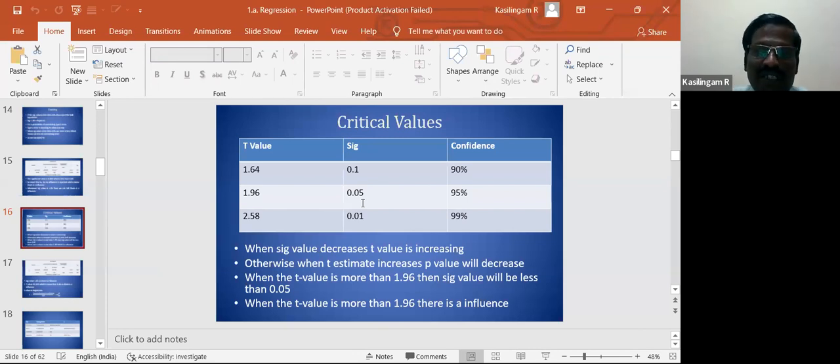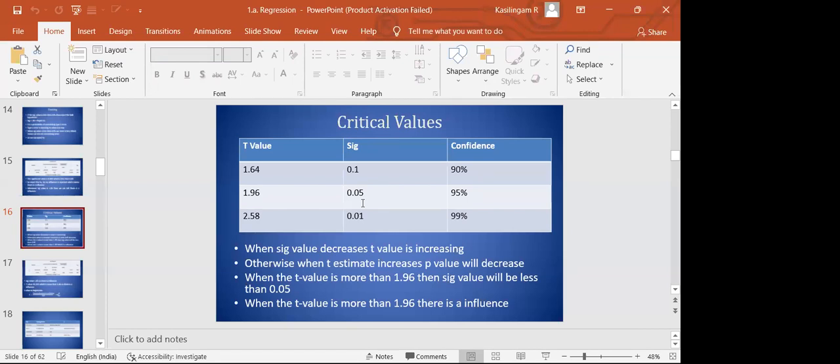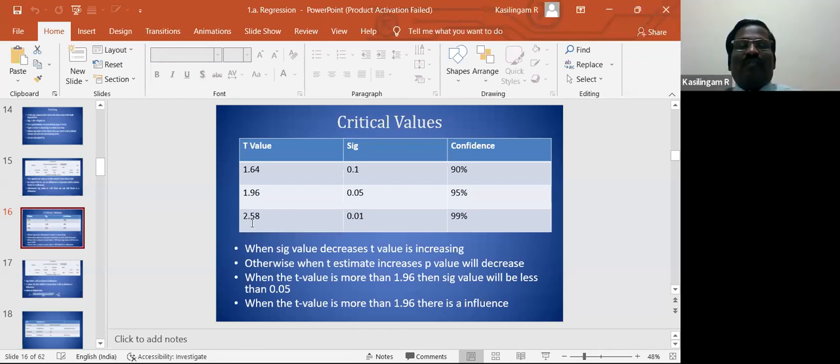When the t value is more than 1.96, then we will reject the null hypothesis. Is it clear now? Yes, sir. Now, why are you going for 2.58? Why are you going for other things? When I am telling 0.05, you have to look at the same t value, right? Then when I ask you to tell based on the t value, you have to tell only 1.96. So why are you going for 2.58, 1.64?